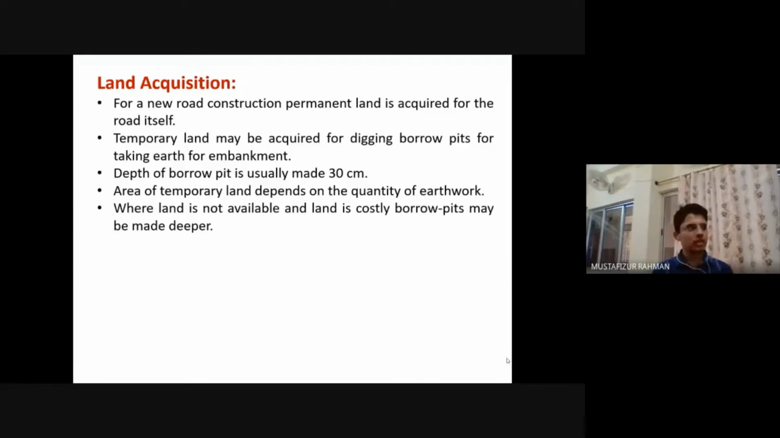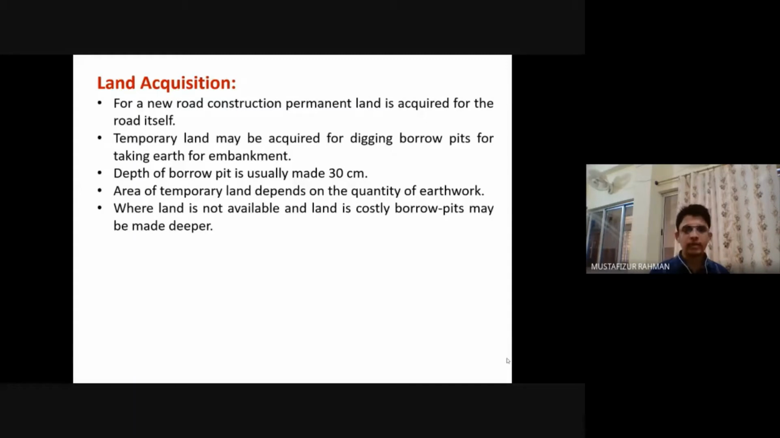So after we have done the artwork part, right? Now a very small topic. What is land acquisition? For constructing the road, obviously we have to acquire some land. Sometimes we have to acquire it from some public people. They own the property. The government and the department will pay them and acquire the land, right?